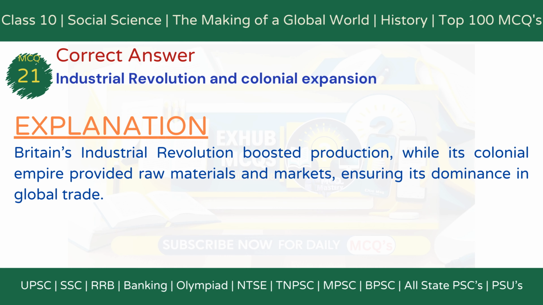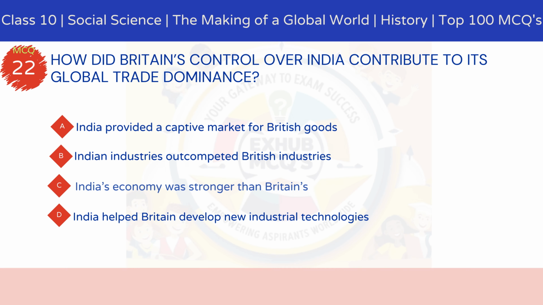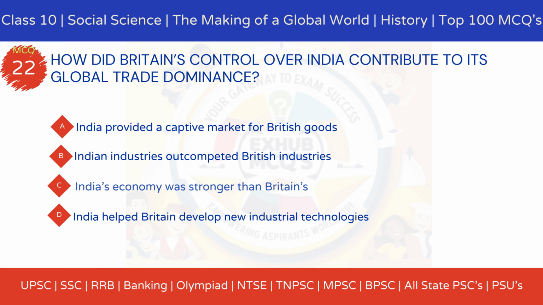The correct answer is option A, Industrial Revolution and colonial expansion. Explanation: Britain's Industrial Revolution boosted production, while its colonial empire provided raw materials and markets, ensuring its dominance in global trade. MCQ 22. How did Britain's control over India contribute to its global trade dominance?